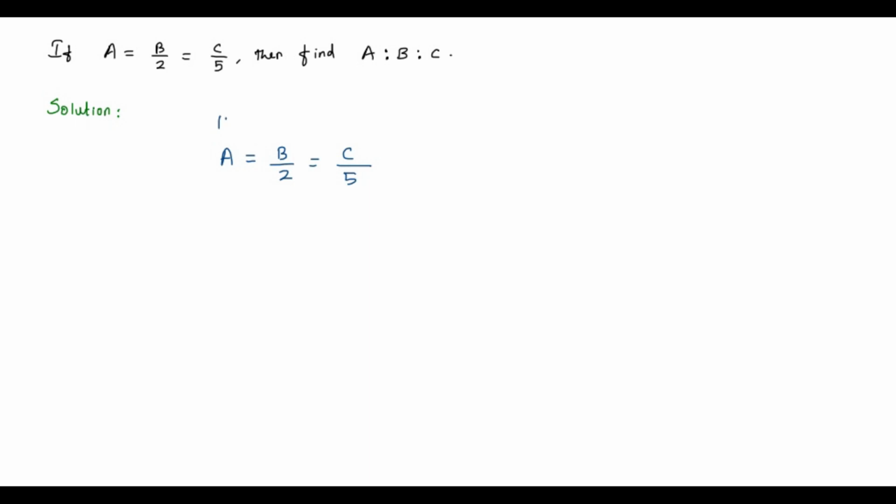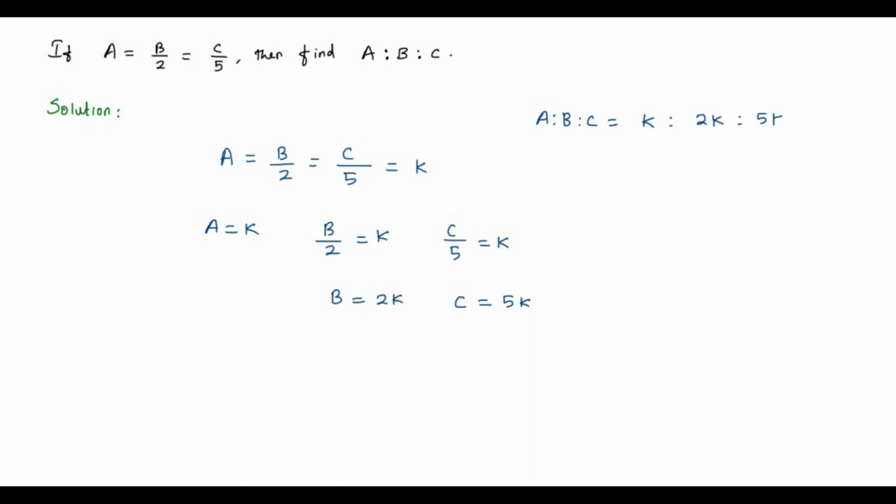But I do not know whether the value of A is 100 or something else. So I assume the value of A is K, then the value of B by 2 will also be K and the value of C by 5 will also be K. So we can equate all these three to K. So we have A is equal to K, B divided by 2 is equal to K and C divided by 5 is equal to K. Then we have B is equal to 2K, C is equal to 5K. Okay, now I got the values of A, B and C. So the ratio A is to B is to C is equal to K is to 2K is to 5K.